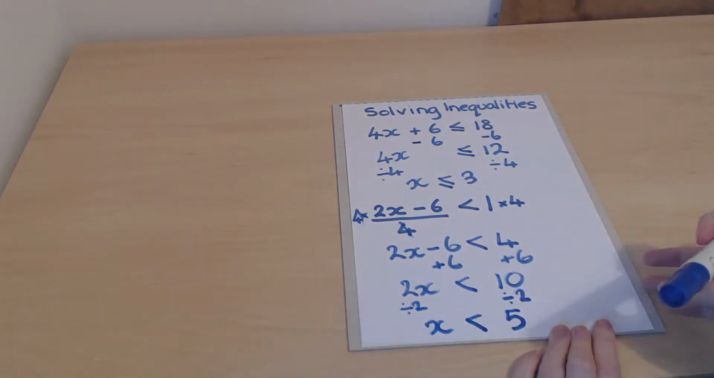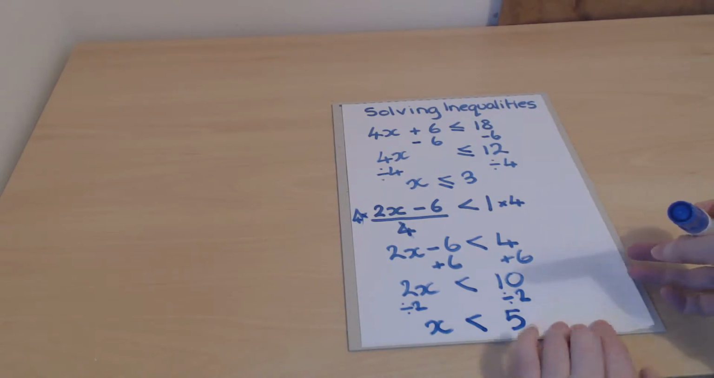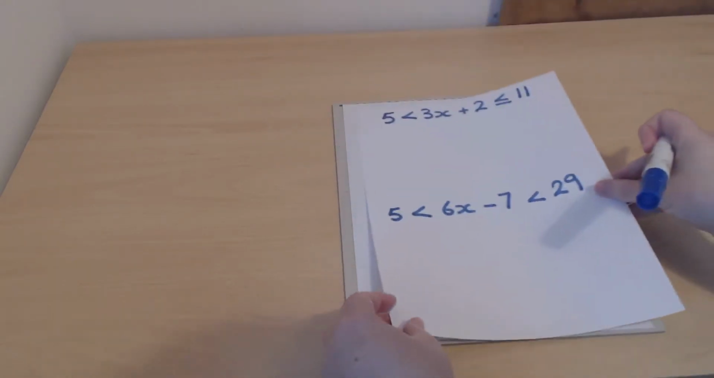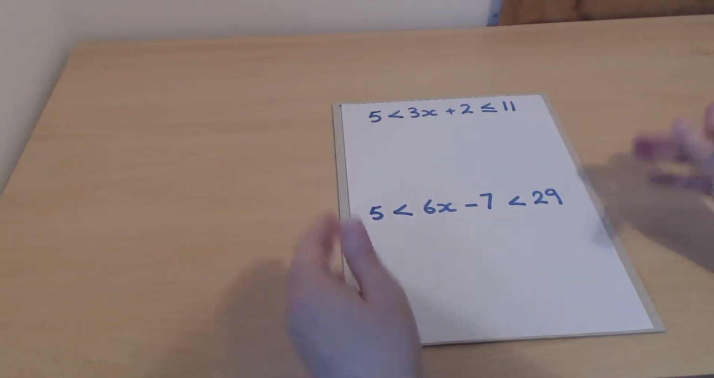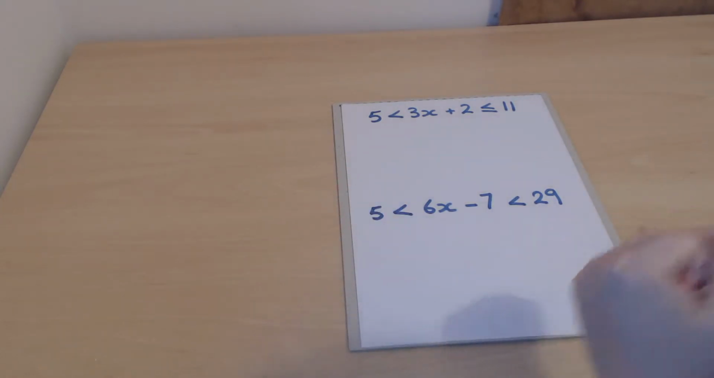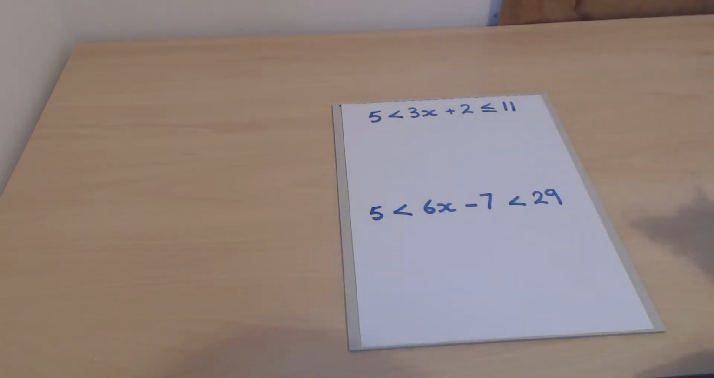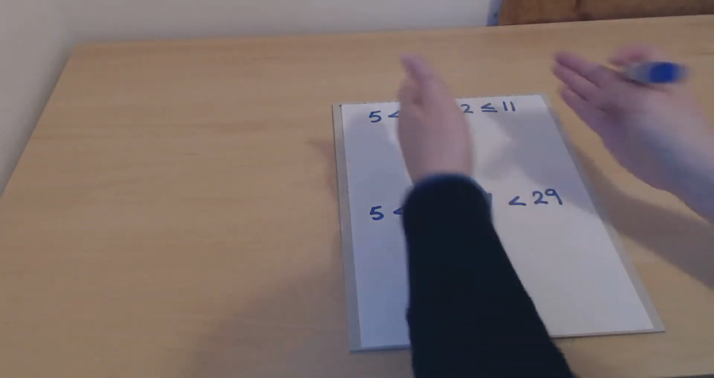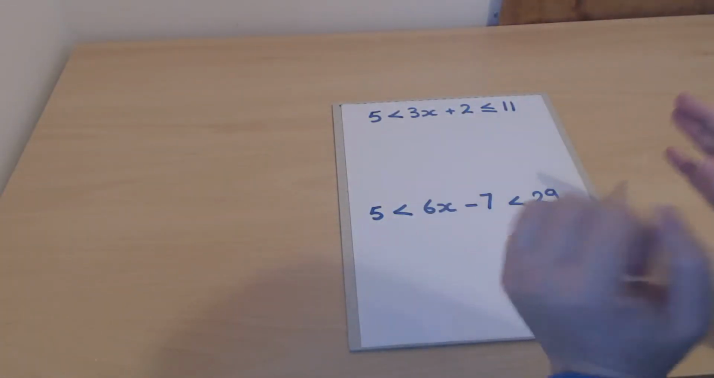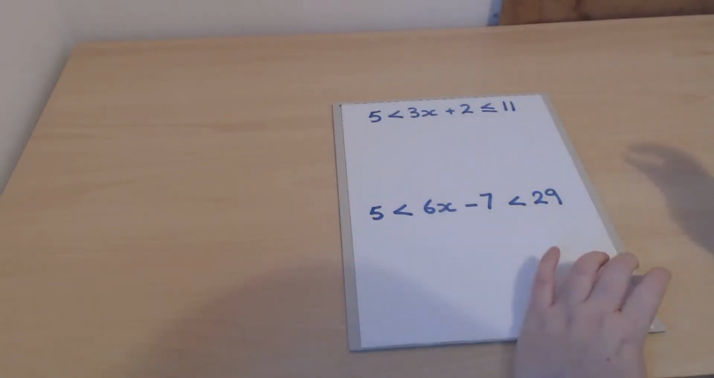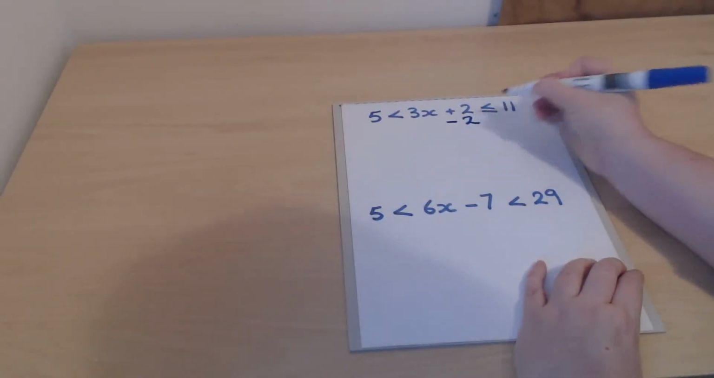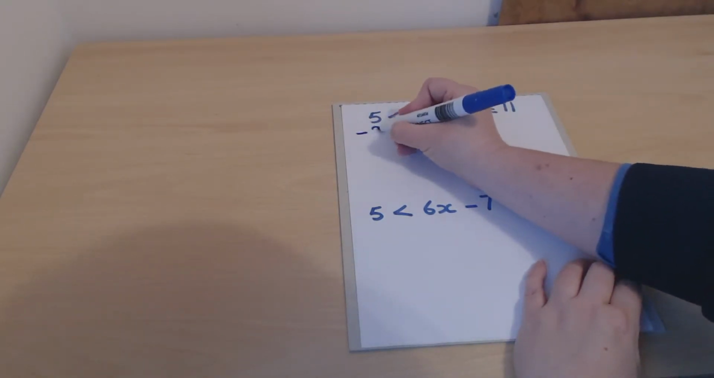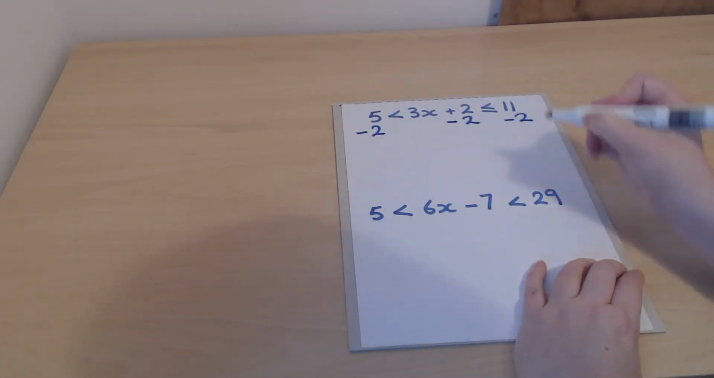We'll look at a couple more examples. So these ones look a bit different because these are like the ones which have the 2 ends on them. So the only difference here is instead of doing it to 2 sides like we do with an equation, we're going to do the same thing but to all 3 parts. So it's the section in the middle that we're focusing on, trying to get just x in the middle. So we're going to take away 2 to remove that. So we're going to take away 2 here and take away 2 here.